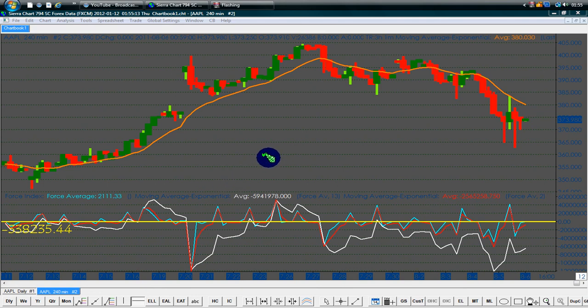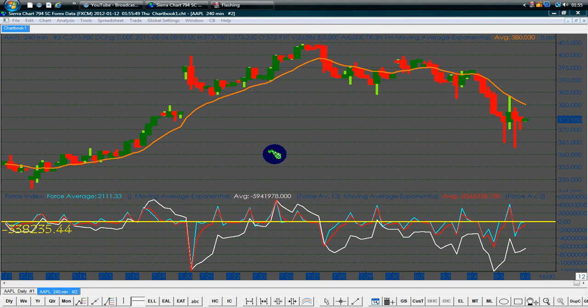What is the force index? The force index is one of the best indicators, created by Dr. Alexander Elder. The calculation for the force index is the closing price of today minus the closing price of yesterday, multiplied by the volume. So it is one of the indicators that combines the price and the volume.